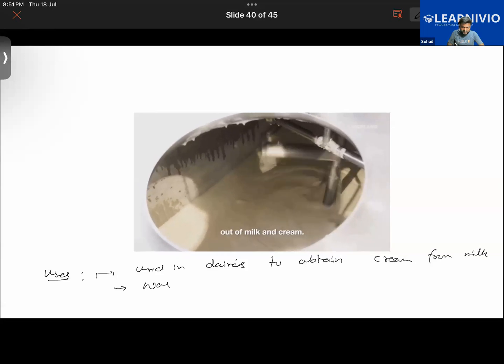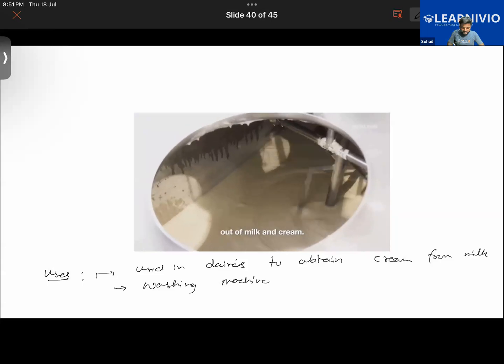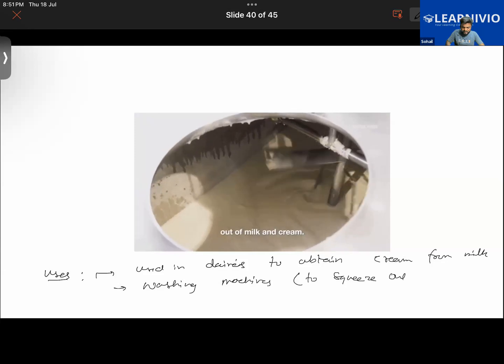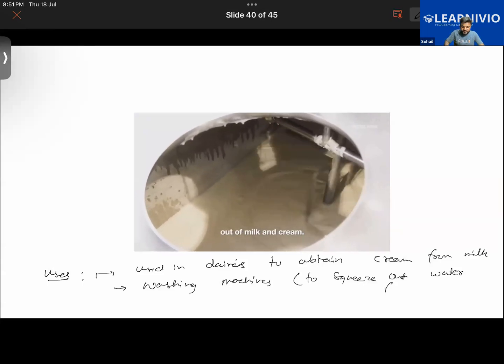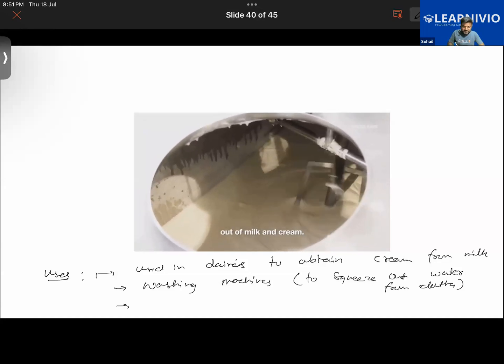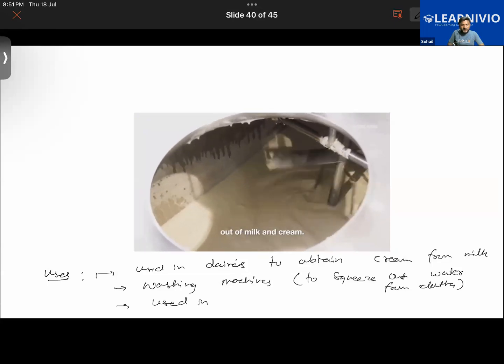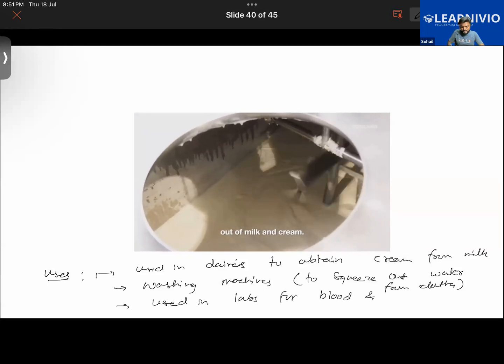And then as you guys told, butter. To make butter. Exactly. Used in washing machines to squeeze out water from clothes. Water is lighter as compared to the cloth, so it will be squeezed out from clothes. And the last one, as you guys know, used in labs for blood and urine test.